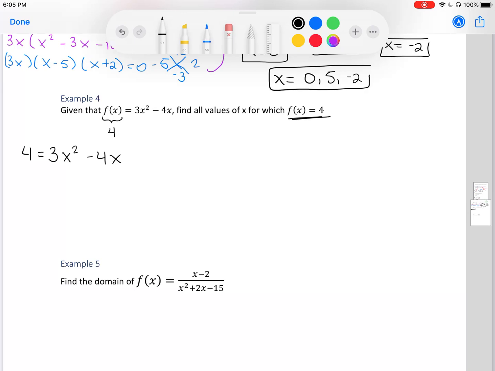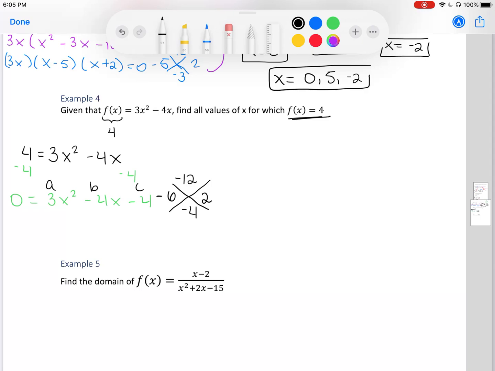Okay, this looks like what we have been doing this entire section. Let's go ahead and set it equal to 0. So let's subtract 4, and we have 0 is equal to 3x squared minus 4x minus 4. Okay, let's see if we can factor. So are there numbers? We have a, b, c. So numbers that multiply to be negative 12 that add to be negative 4. So I think 6 and 2 will do the trick.